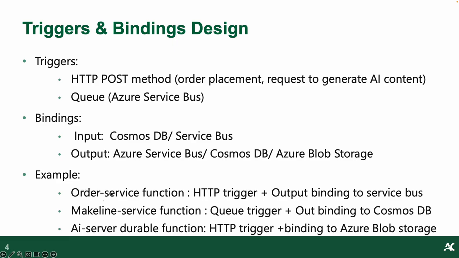So basically, the order service function is HTTP triggered and has an output binding to the service bus. The makeline service is queue triggered and has an output binding to Cosmos DB.